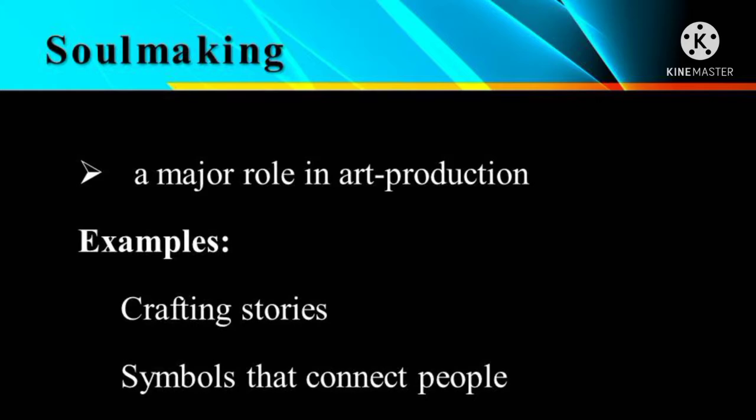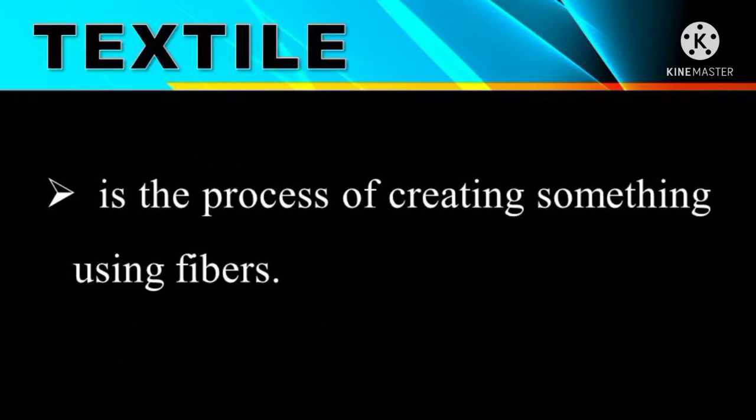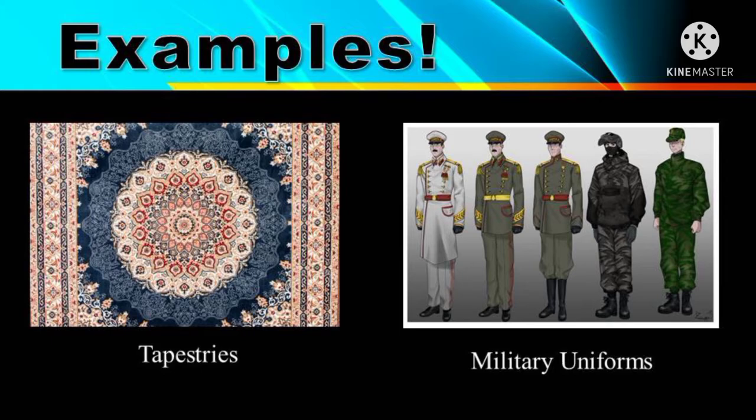So let's proceed to the third classification of soul making: textile. Textile is the process of creating something using fibers. Textile arts are arts and crafts that use plant, animal, or synthetic fibers to construct practical or decorative objects. Examples include tapestries. Also, people use textiles to make objects that signaled status or commemorated important events, like military uniforms.